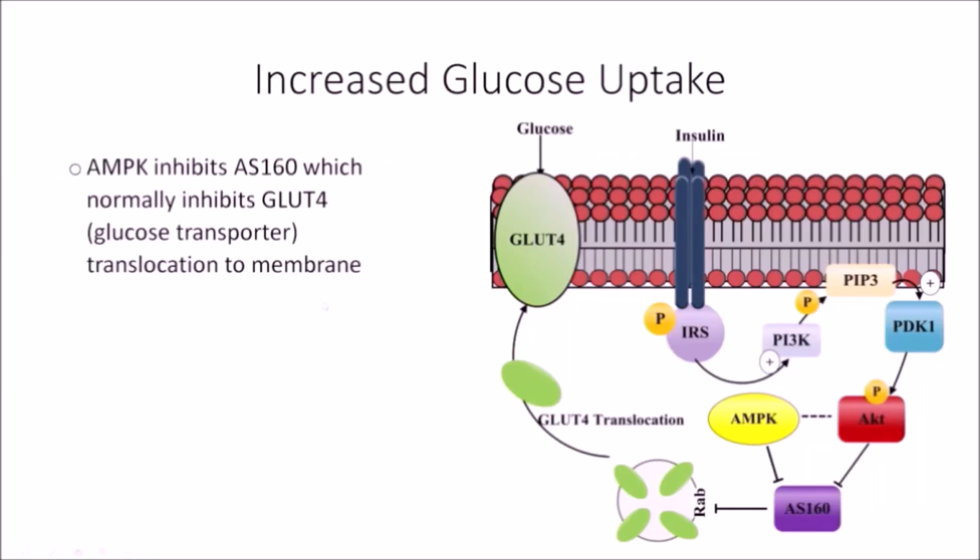So the mechanisms that occur when AMP kinase is increased include inhibition of AS160, which you can see here in the diagram. So AS160 normally inhibits this RAB, and because AMPK inhibits AS160, this means that the GLUT4 is free to translocate to the membrane and help to increase glucose uptake into the cell. So it's kind of a two negatives make a positive scenario. Because AMPK inhibits something that's inhibiting the GLUT4 translocation, it's actually activating the GLUT4 translocation to the membrane. And so if you can increase the amount of glucose that's taken up from the blood into the cell, then your blood sugar is going to be lower.